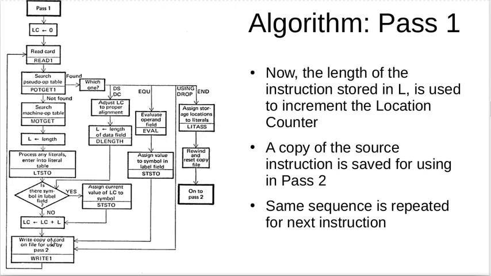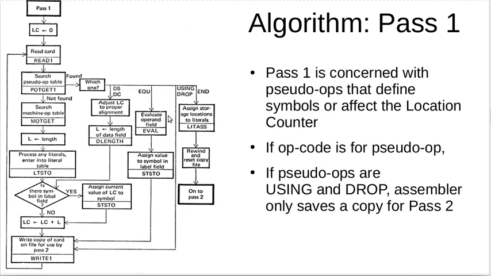Now in this assumption, we have only worked with the machine op codes. We have not worked with the pseudo op table. So pass 1 is concerned with pseudo ops also. These pseudo ops may define symbols or they may affect the location counter. That depends on the type of pseudo op we are using. So if the opcode, after reading the card, is for a pseudo op, that means we are branching to this found part, then we check which pseudo op it is.